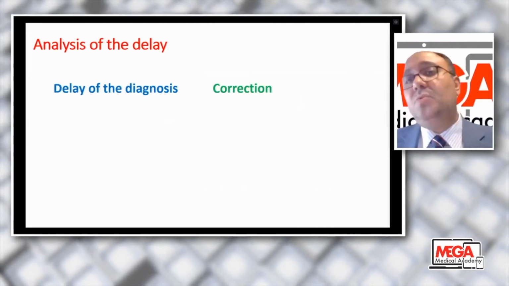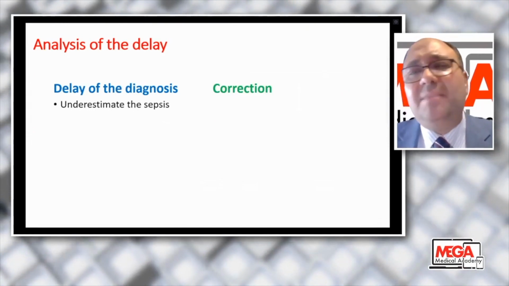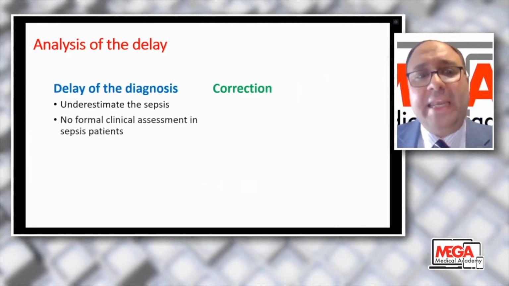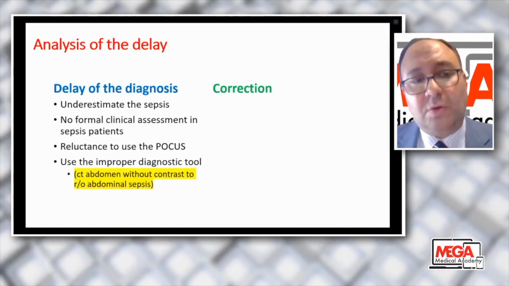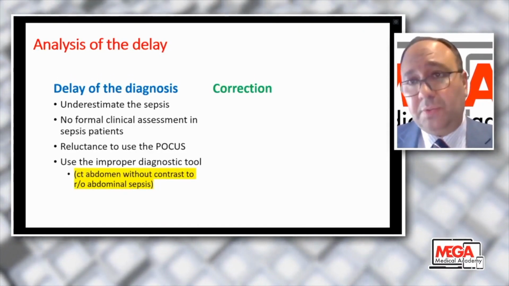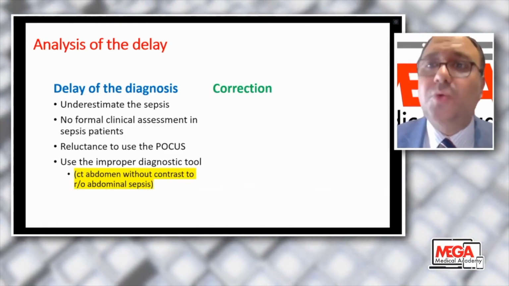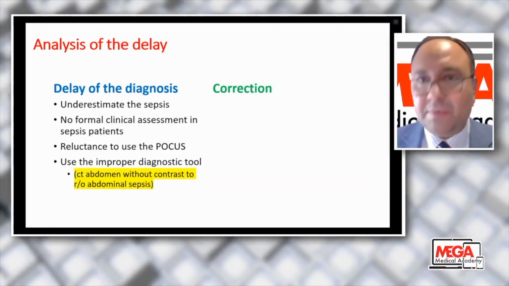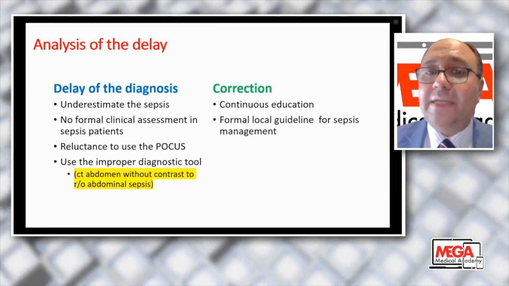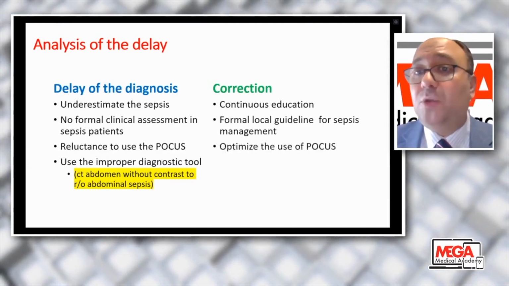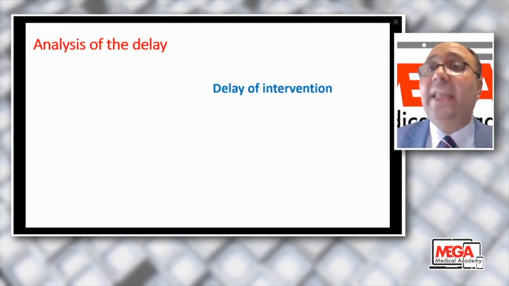The delay can be related to delay of diagnosis. Delay of diagnosis may be related to underestimation of sepsis, no formal clinical assessment of the septic patient, reluctance to use point-of-care ultrasonography, and use of improper diagnostic tools, like asking radiologists to do a CT abdomen without contrast to rule out abdominal sepsis. How to correct it? By continuous education, formal local guidelines for sepsis management, optimized use of point-of-care ultrasonography, and a multidisciplinary approach.